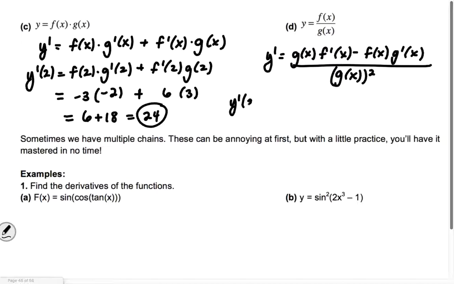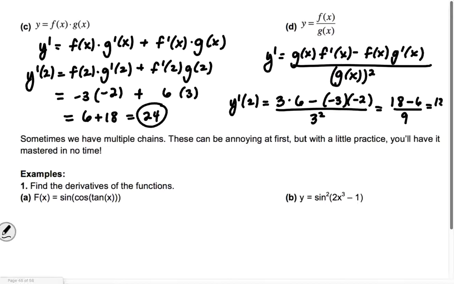So if I do y prime of 2, I'm going to find g of 2, which I believe is 3, and then f prime of 2, which is 6, minus f of 2, which is negative 3, g prime of 2 is negative 2, all over g of 2, which was 3 squared. So I get 18 minus 6 over 9. Is that right? So 12 over 9, which reduces by 3. So 4 over 3. So 4 over 3 is the answer.